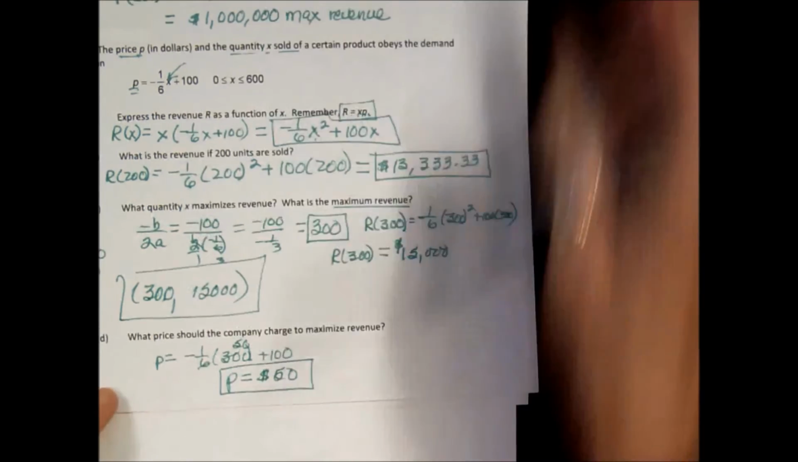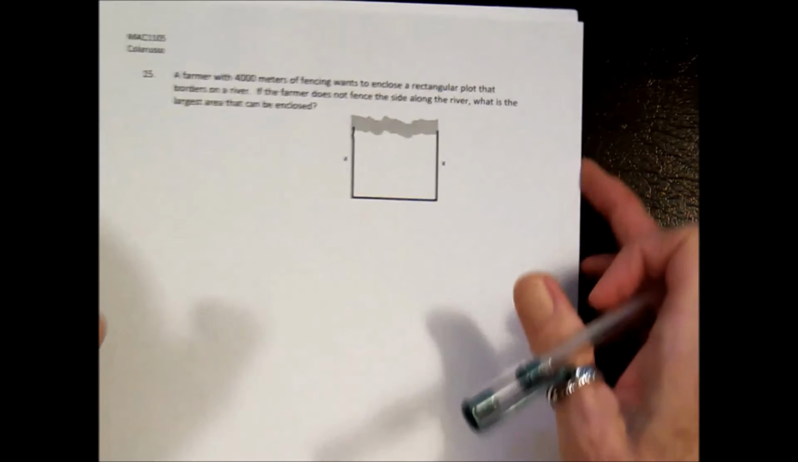One last maximizing problem. This is an important one. It's a little different than the ones that we did in our notes in class. Maximizing area. It says a farmer with 4,000 meters of fencing wants to enclose a rectangular plot that borders on a river. If the farmer does not fence the side along the river, what is the largest area that can be enclosed? So he has this perimeter amount, 4,000.